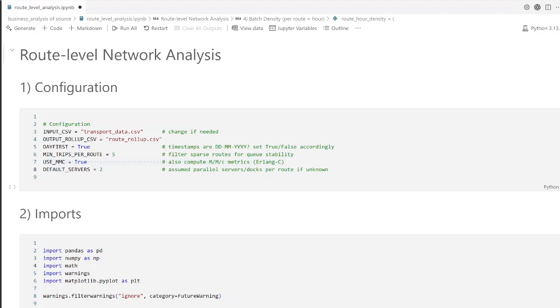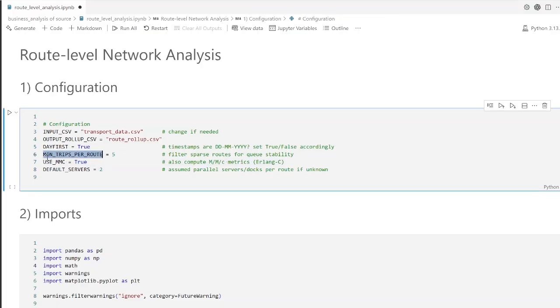Next, we will do a route level network analysis. And for this, we are setting up some configuration. Rest of everything is self-explanatory, but we are restricting the minimum trips per route to be 5. And we are expecting that the default servers should be 2. Now, what does this default server, what does this MMC mean?